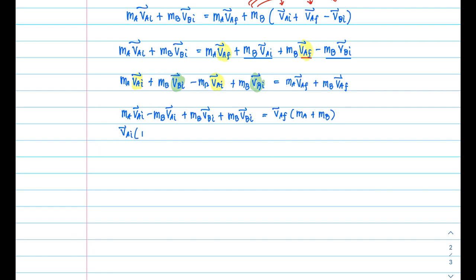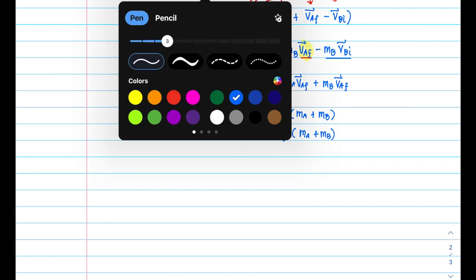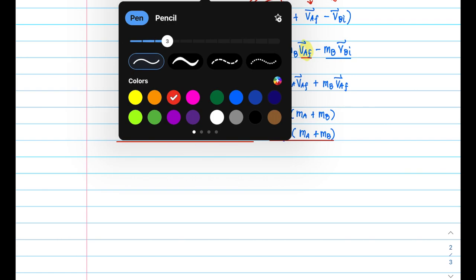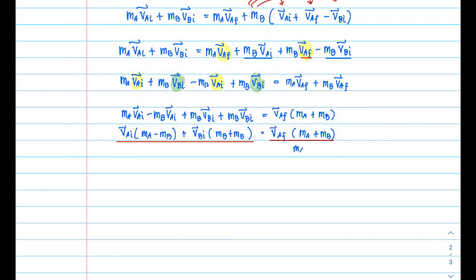I'm going to factor again VAI in this case. So I have now MA minus MB. On the other hand, I will factor out VBI. So I now have MB plus MB, which is just 2MB, equal to VAF multiplied by MA plus MB. All right, so this is very promising because I could just divide both sides by MA plus MB to get rid of that.